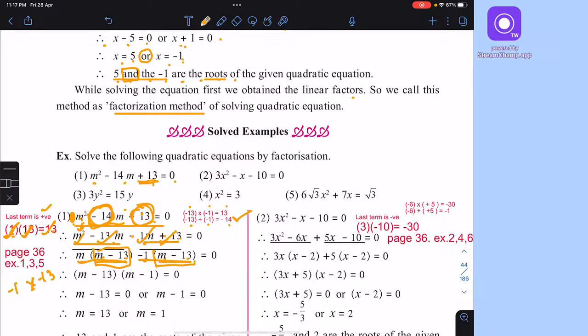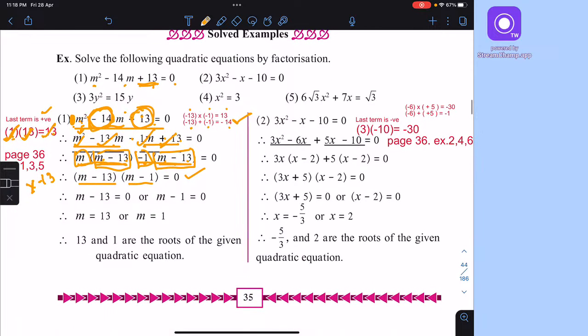So whatever is common, we write it once. So m minus 13 is written once, and whatever remains, this is m and minus 1, that is written in the second bracket, is equal to 0. Now we have seen here that if the product of two terms is 0, then either the first factor is 0 or the second factor is 0. Now if m minus 13 is 0, we are getting m is equal to 13, or if m minus 1 is equal to 0, we are getting m is equal to 1. Therefore 13 and 1 are the roots of the given quadratic equation.